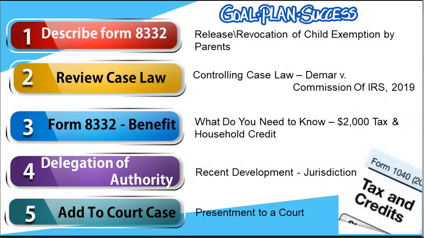So in this session, what we're going to discuss is 5 things. We're going to start off with, we'll describe the 8332 form, also known as the release or revocation of the child exemption for non-custodial parents. We'll look at and review the case law surrounding this process, which is an IRS process. And the most recent decision is DeMar versus Commissioner of IRS, which is 2019.